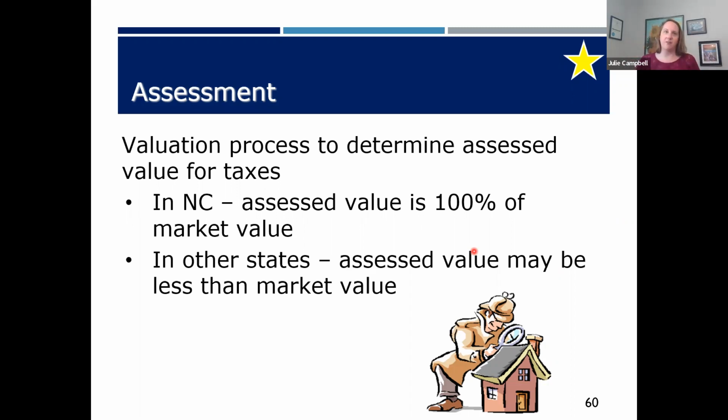Y'all love to argue with the test. Blows my mind. So just do what the problem tells you. North Carolina, our assessed value is 100% of market value. In other states, they may use an assessed value less than market value. We'll see examples of both of these when we do our math on Thursday.